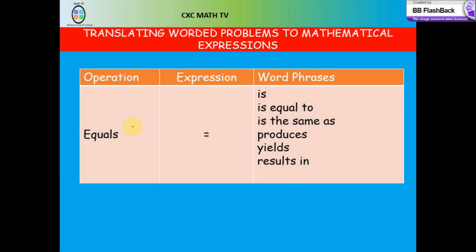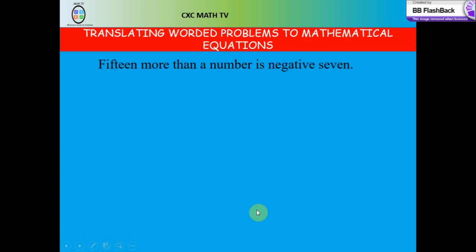All right. Now, in mathematics, a lot of times you have to know that you're going to be solving some worded equations. And in worded equations, they're not going to put the equal sign, right? So you're going to have to know that produce, yields, results in, is equal to, is the same as all mean equal. Example, they say 15 more than a number is negative 7. What they're telling you is 15 more is, that is, mean equal. So 15 more than a number, 15 plus x equal negative 7.